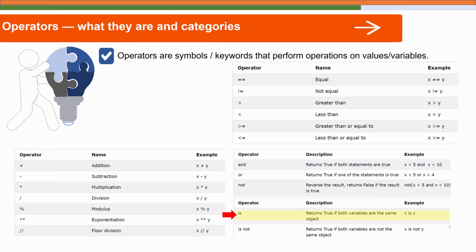Finally, we have the identity operators, that is, is and is not. These check whether two names actually refer to the same object in memory, not just equal values. For example, x is y returns true if both variables point to the same object. x is not y returns true when they refer to different objects. So in summary, Python operators help us perform calculations, comparisons, and logical tests efficiently, and understanding which operator to use and when is key to writing clear and bug-free code.